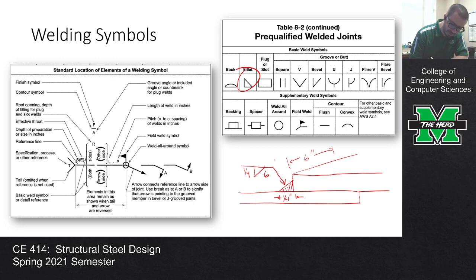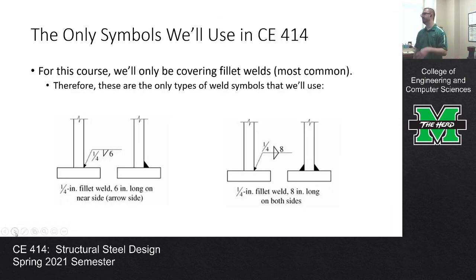For instance, if I put a little flag right there, that means it's going to be done in the field as opposed to being done in the shop. If there was a circle, that would mean you'd weld all around. I mean, they can get kind of nuts. All I want you to know is this right here. This is all I care about.